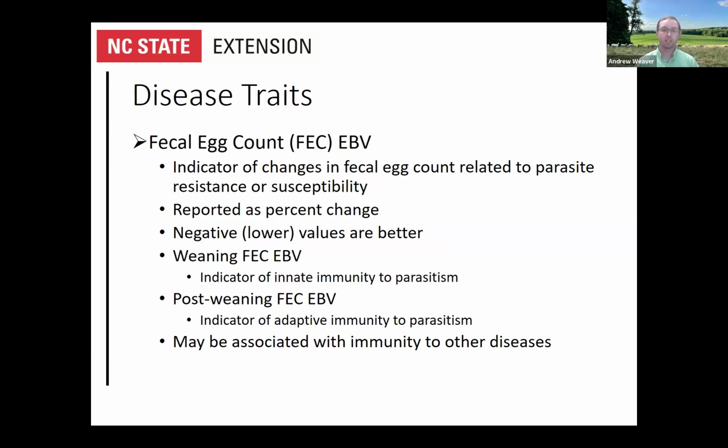As those animals get older and are exposed to parasites multiple times, is their immune system able to learn, recognize that parasite infection, and fight it off? We can collect both of those measurements, submit data for both, and utilize both for selection. Some flocks do both; some flocks do one and not the other. They are genetically related. If animals are more parasite resistant at weaning, they do tend to be a little more parasite resistant post weaning, and vice versa. But for the most accurate EBVs, it is encouraged to collect data for both of those time points.